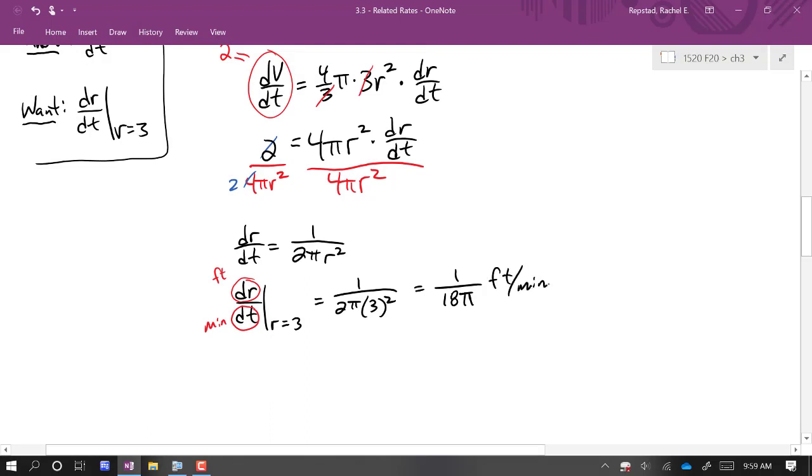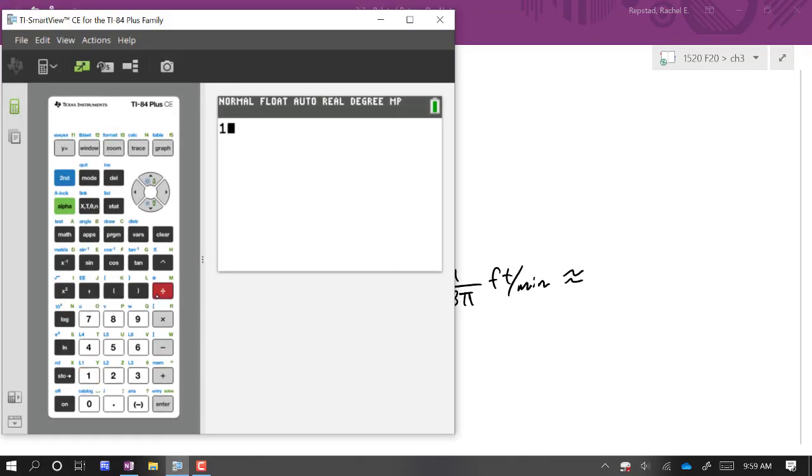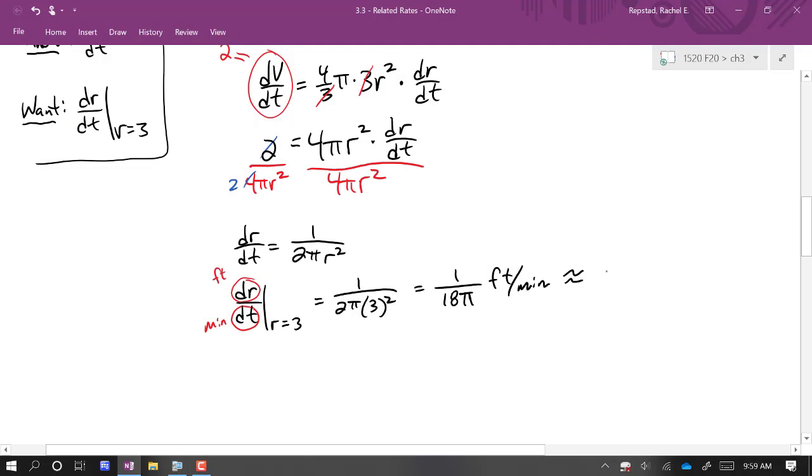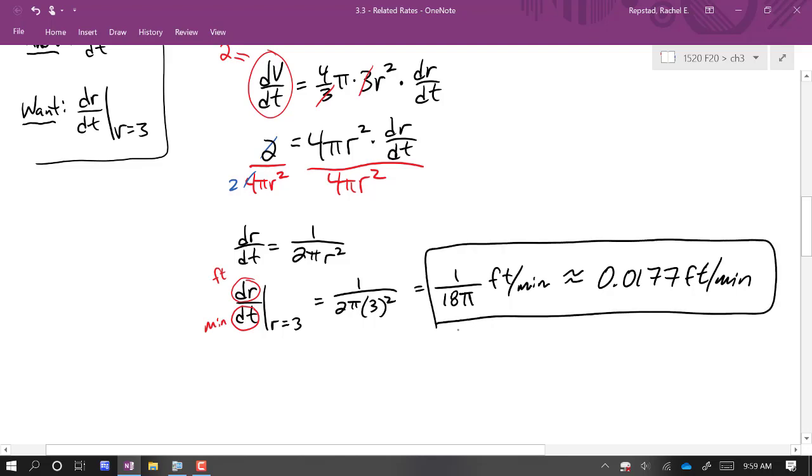And in an applied problem like this, it probably makes sense to go ahead and approximate. So I get 0.0177 feet per minute. And you'll notice that while the volume is increasing at a constant rate, the rate of change of the radius is not constant. It depends on what the radius is.